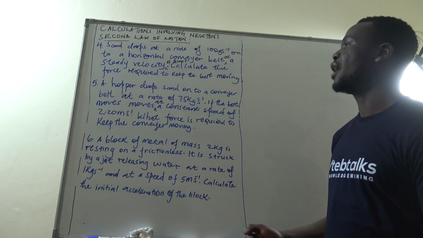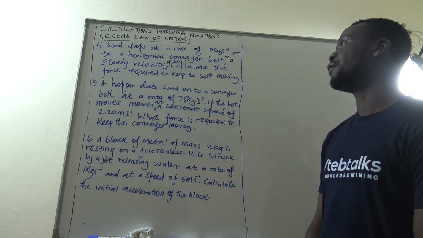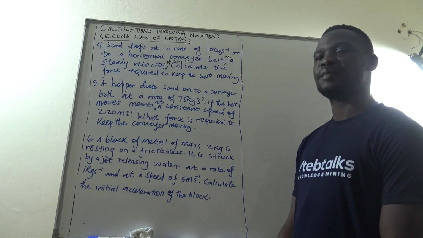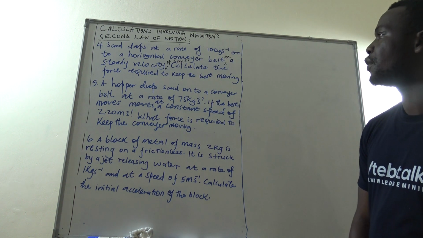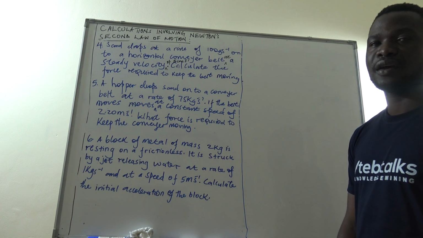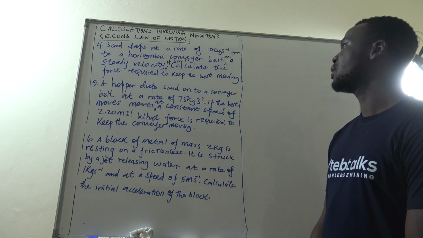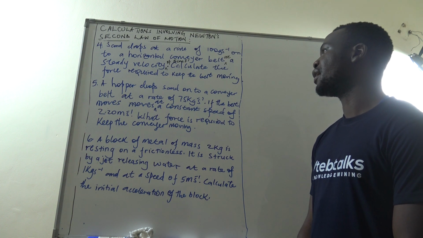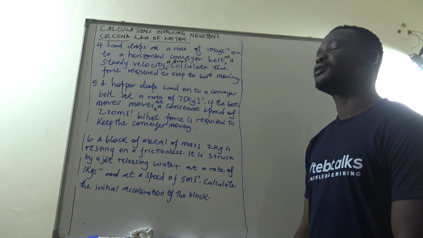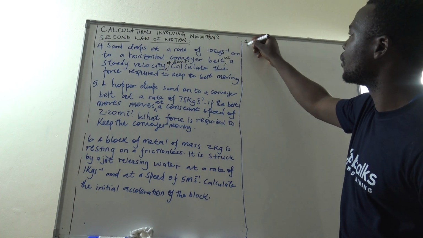In this video, we are still looking at more calculations that are concerned with Newton's second law. Our question number 4 says that sand drops at a rate of 100 grams per second onto a horizontal conveyor belt at a steady velocity of 5 centimeters per second. Calculate the force required to keep the belt moving. So that is our question 4.